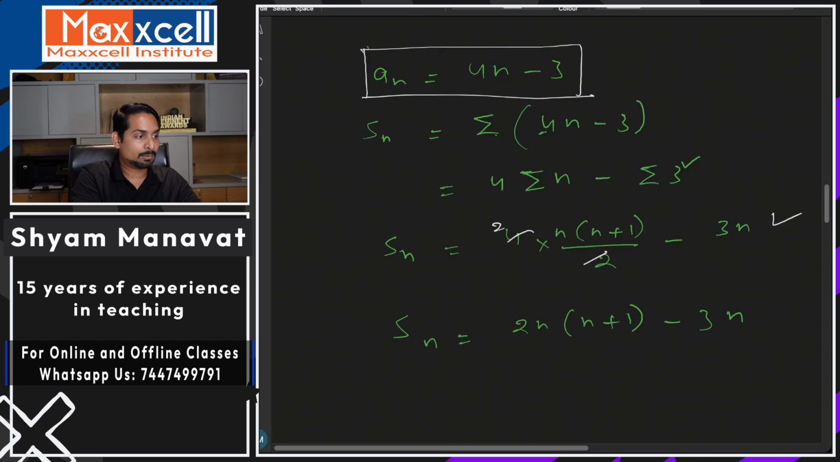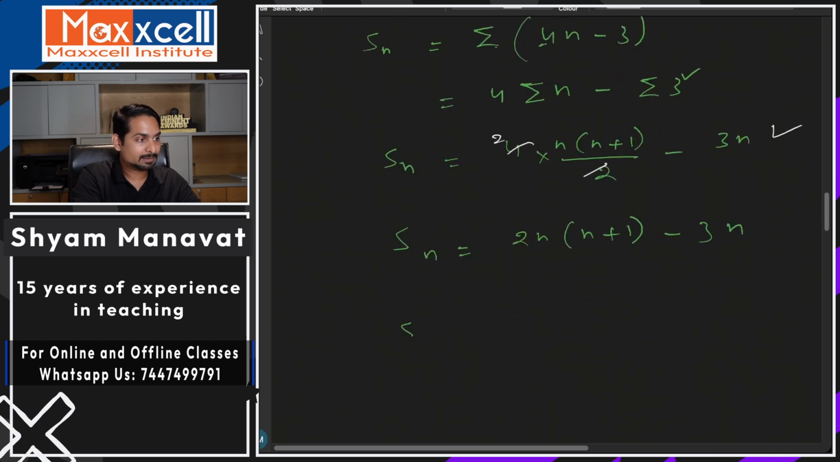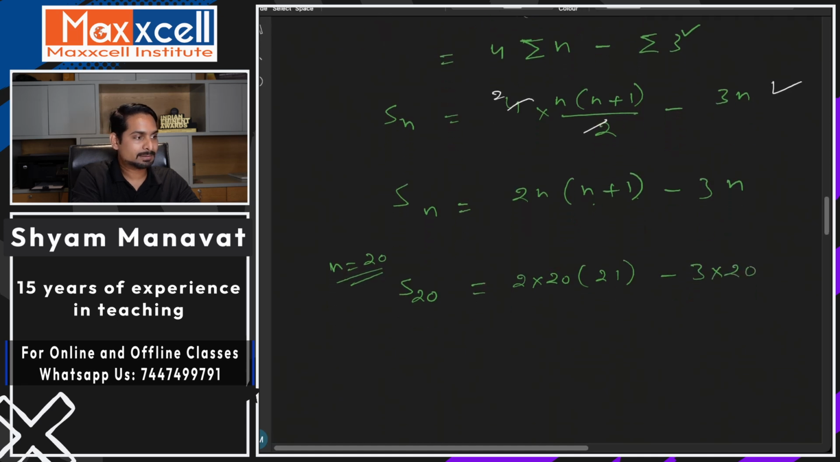Now, as per the question, find the sum of the first 20 terms. In that case, sum of 20 means you need to substitute n equal to 20. This will be 2 into 20, into 20 plus 1 is 21, minus 3 into 20. This will get you 2 into 20 is 40, into 21, minus 60.